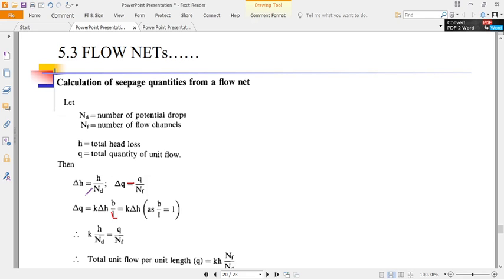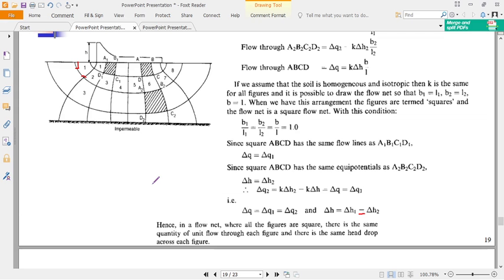Then delta q is equal to q over NF, where NF is the number of flow channels. That will give you the flow. Therefore, the flow per flow line is equal to, remember we said, delta q times what? Therefore, per flow, if you want to get the total q, divided by the number of flow lines to give you the total q. Therefore, the total q will give you the number of flow lines. This one, the number of flow lines, we give it the summation of what? The summation of the flow.